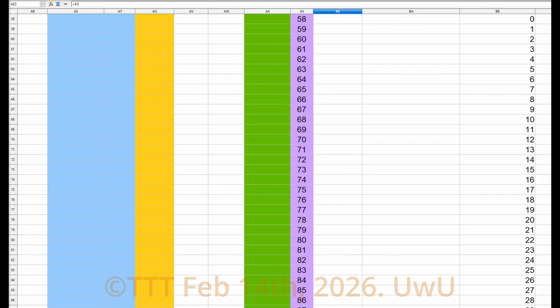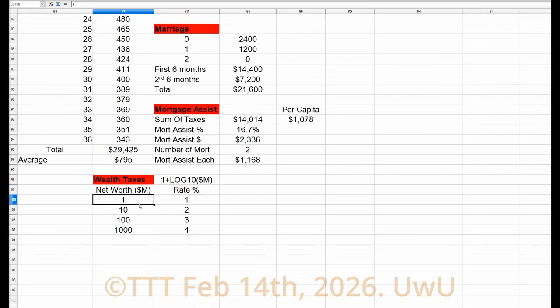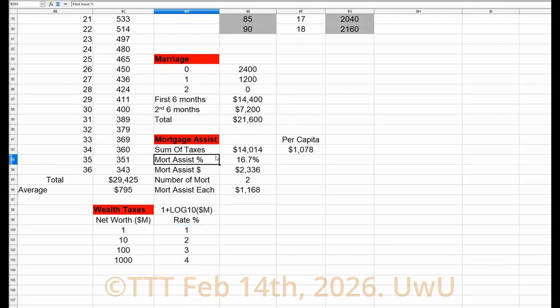Down here we have some numbers that we pull from. Here's our wealth tax formula. They saw this rate. Here's our mortgage assist. This is version 6. This is brand new. We have the sum of our taxes right here. This is all 6 taxes. This is the 1/6 that we multiply by. This is our total mortgage assist, 1/6.